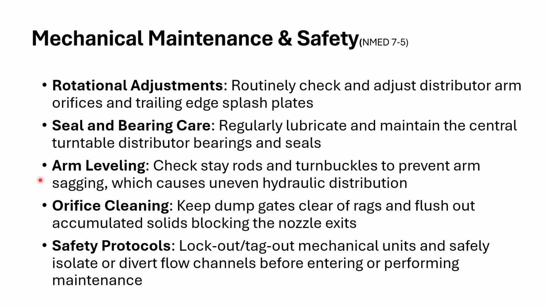Those stay rods that we took a look at, they're basically cables that hold up the distributor arm. Those are stay rods and turnbuckles. You want to make sure that those have enough tension to prevent the arm from sagging, because if it sags, you're going to have uneven distribution. You'll also eventually probably have a problem with your arm and your bearings. So those cables, the stay rods and turnbuckles, you want to make sure that they allow that distributor arm to stay level.